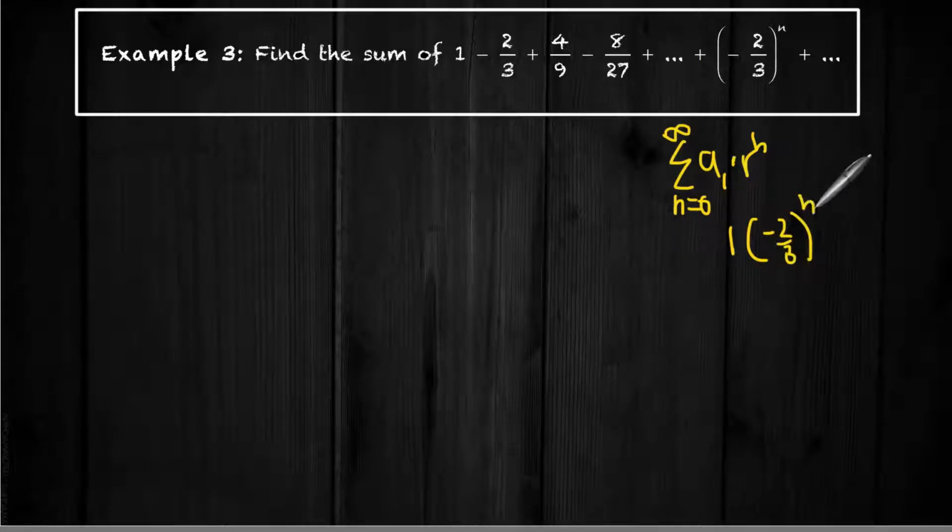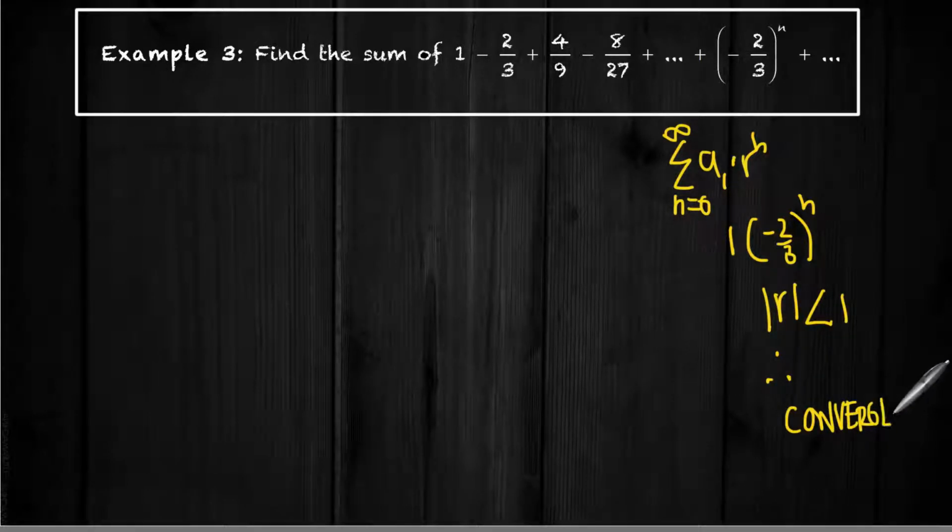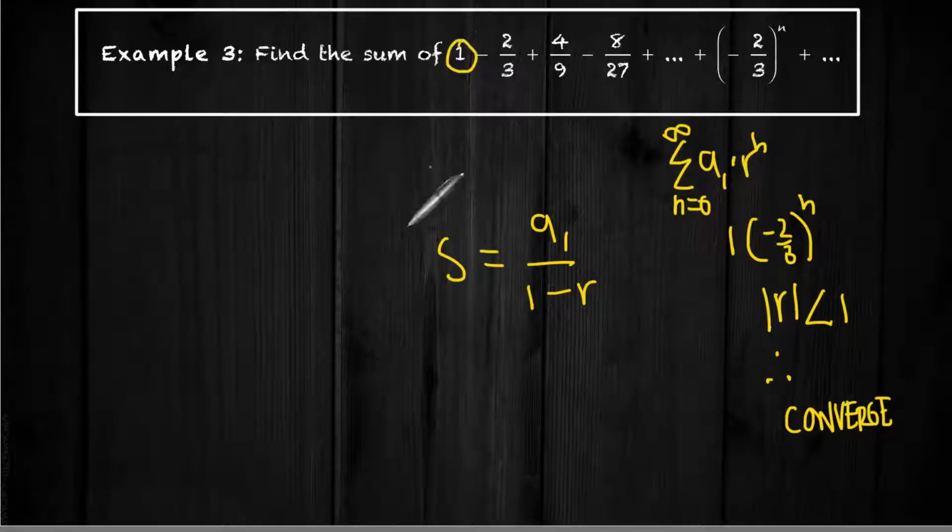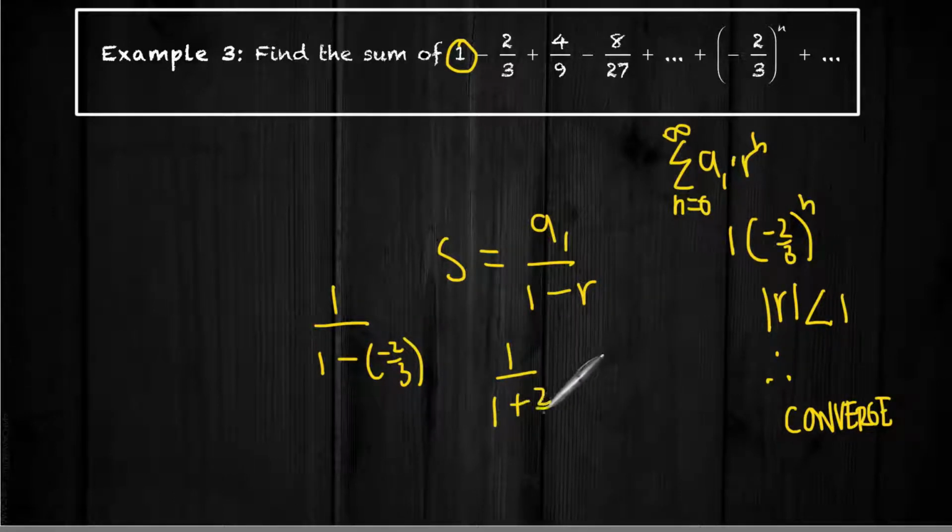And it wants us to find the sum. So we see here that the absolute value of r is less than 1. So that means, therefore, that this is going to converge. And it's going to converge to the sum of a geometric series, which is a1 over 1 minus r. So a1 is the first term, that's 1. And then the r is negative 2/3, so we'll put that right there. And a minus is going to give us 1 plus 2/3.